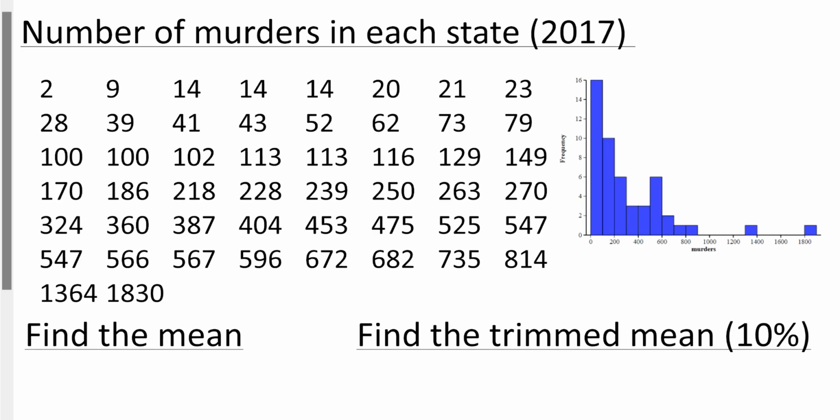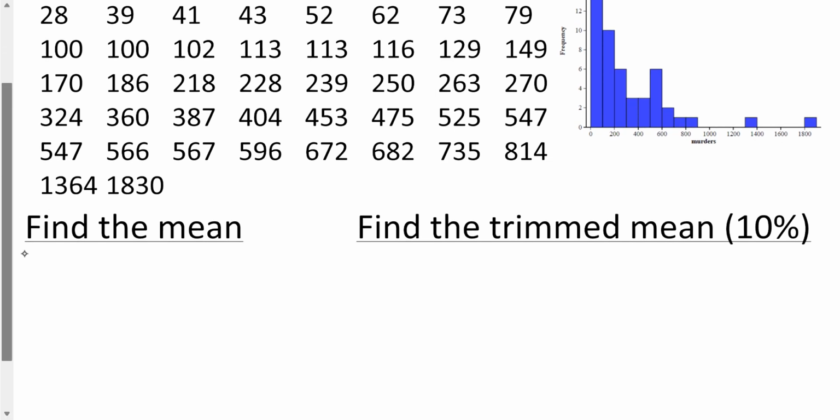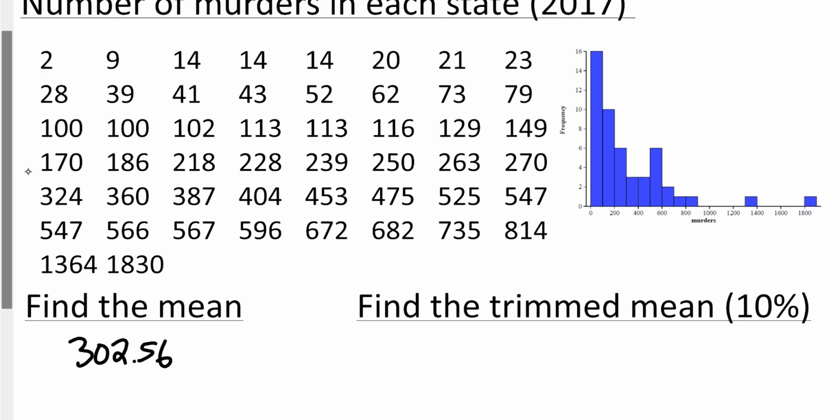So I have some data here. This is actually the number of murders in each state from 2017. Real exciting stuff. If you actually added all 50 of these up and divided them by 50, you would get a mean of 302.56. So you'd say on average, each state has 302.5 murders per year.